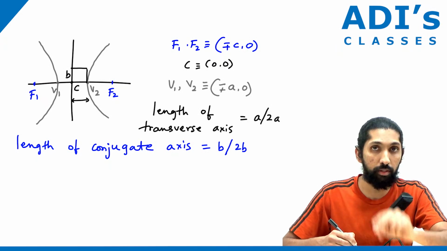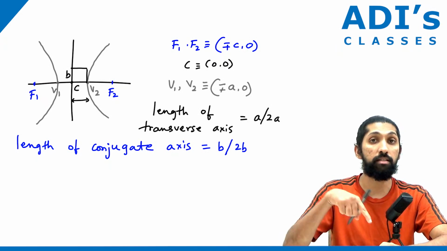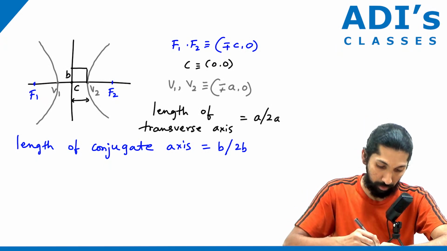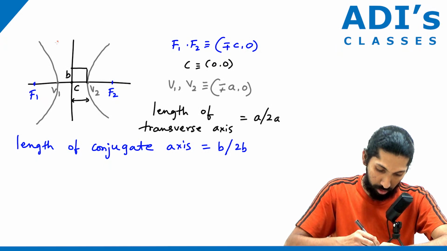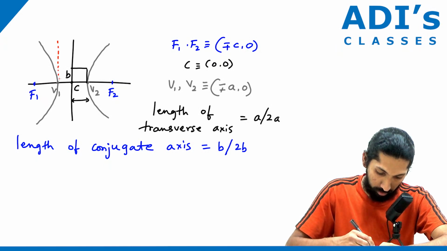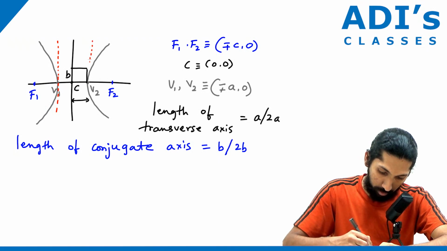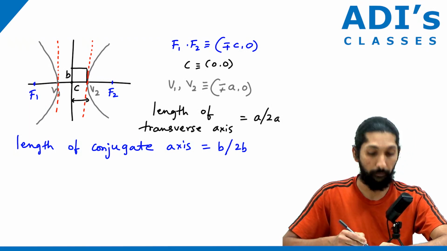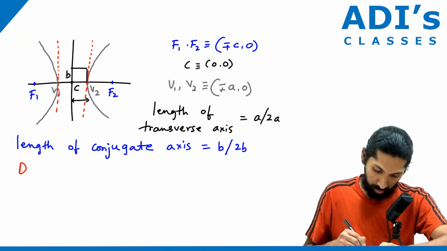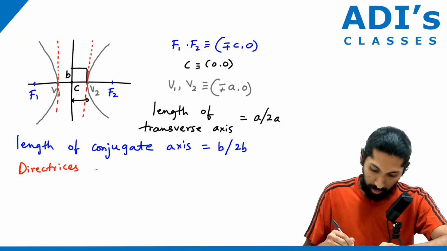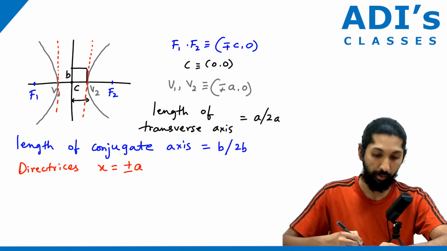Two directrices are there. The directrix is going to be something like this, see, like this, you are going to have the directrix, or here you are going to have something like this. This is the directrix. So the directrices are x is equal to plus or minus a.